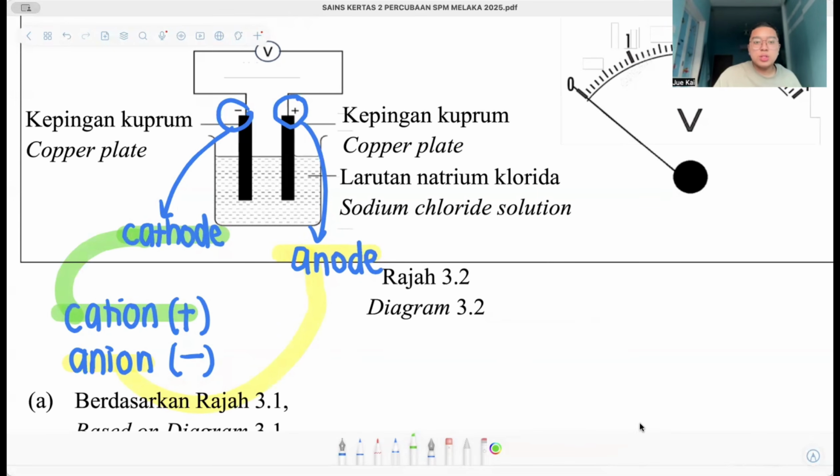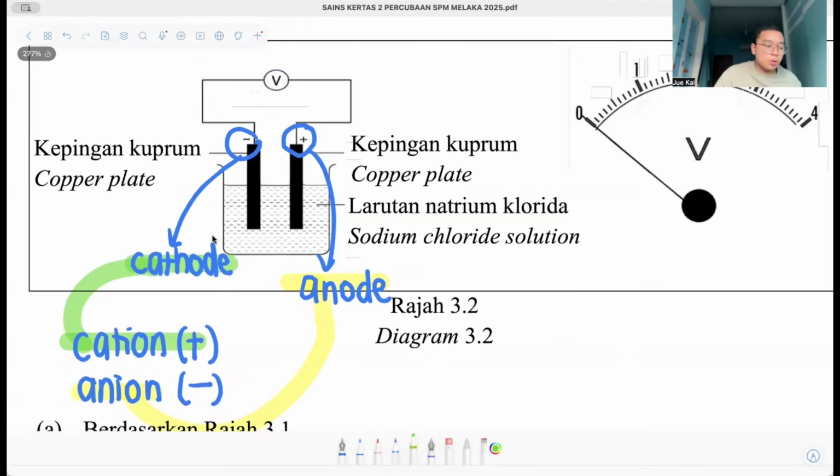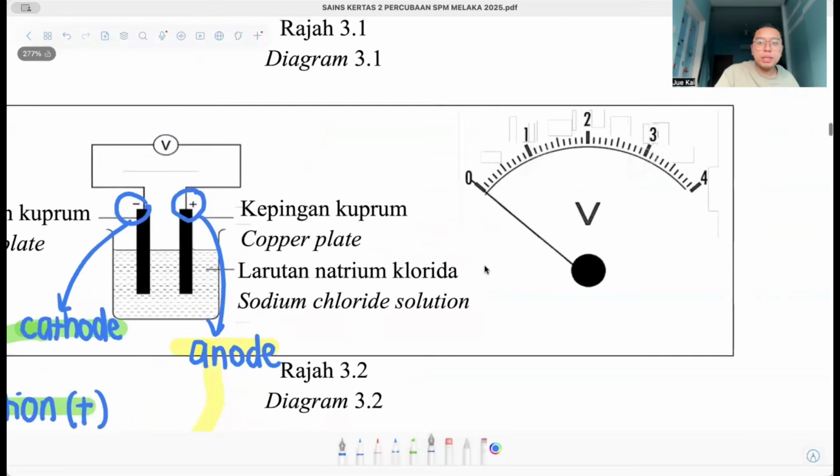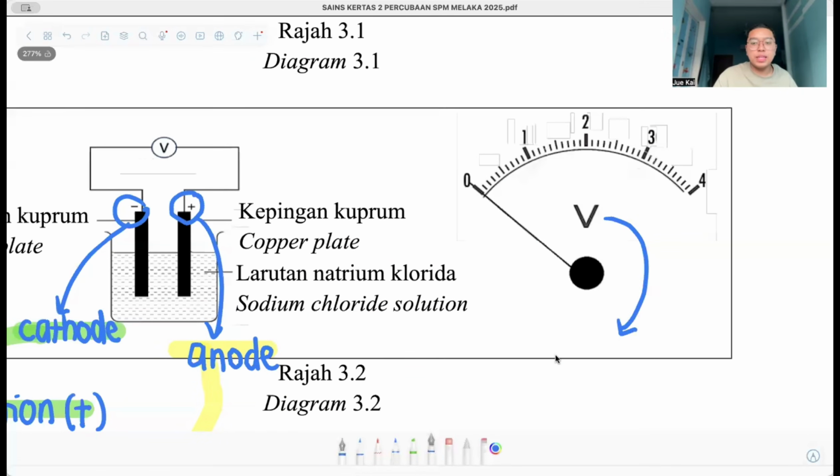Okay, good. So let's see when it is copper. When you see this is copper plate, the voltmeter reading, this is voltmeter reading.